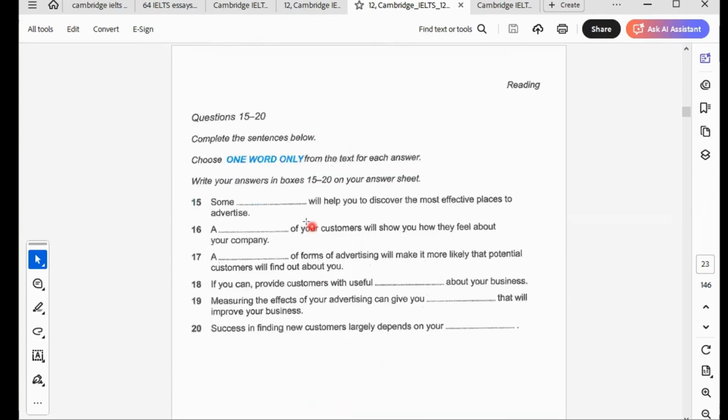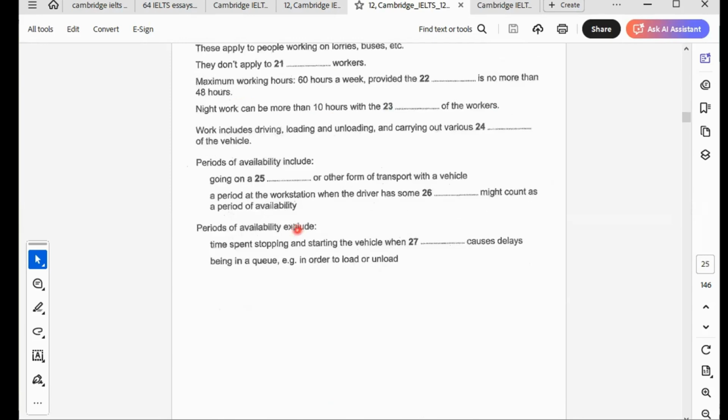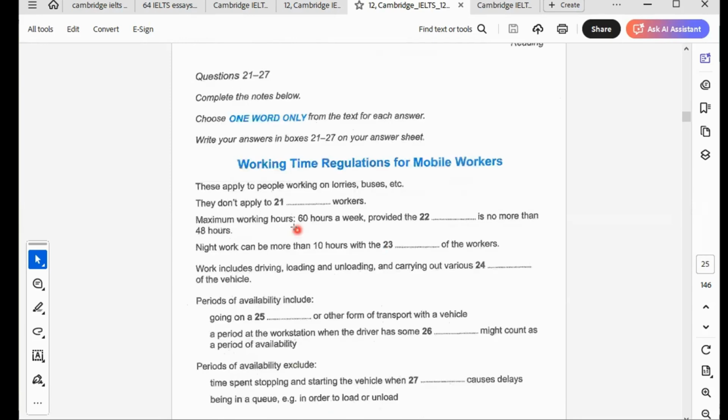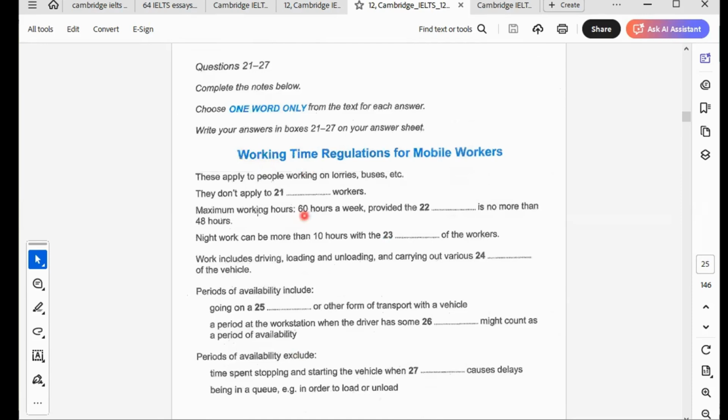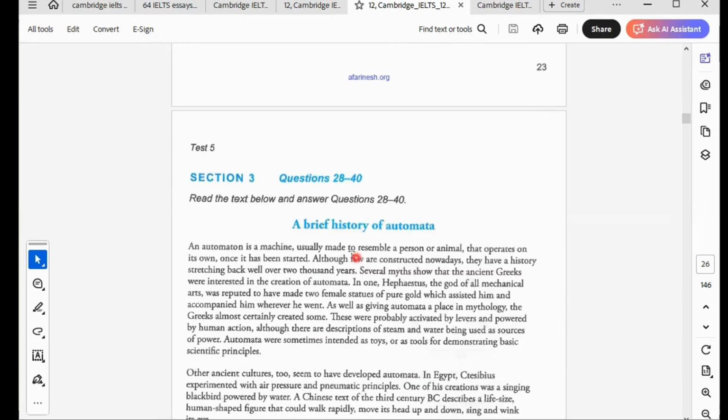Then we have another passage here. The title of this passage is Work Time Regulation for Mobile Workers. After this passage, we fill in another gap filling question. We choose words from the passage to fill these gaps. So you see, 2 passages in section 2. Then section 3 will have just 1 passage. Look at section 3 here.